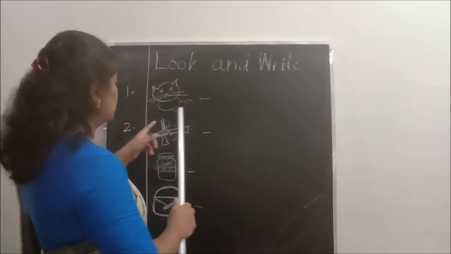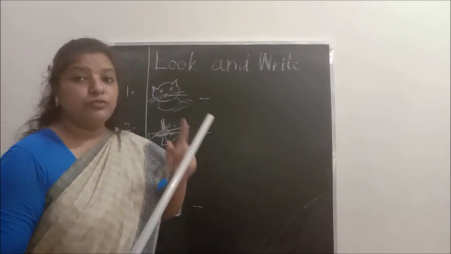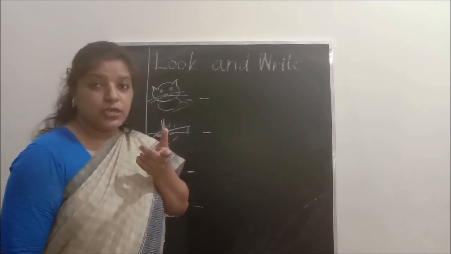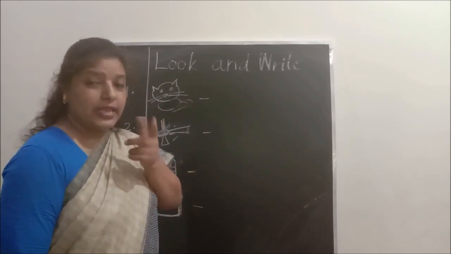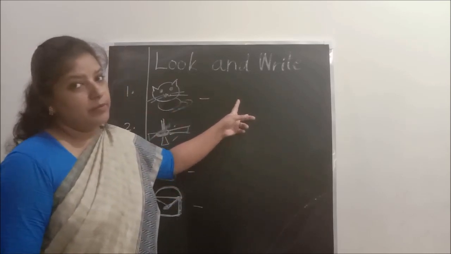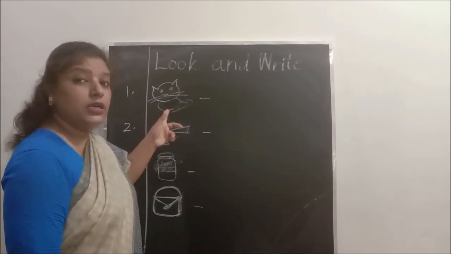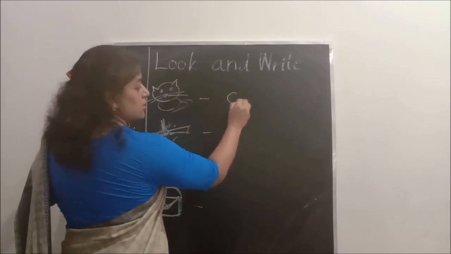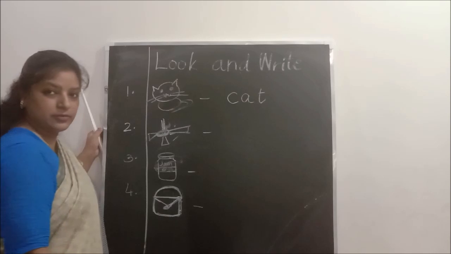Clear? So the first picture is of a cat. I told you, first see the picture, say the name of the picture, and which sound you are making, that sound's alphabet you are going to write here. Clear? First picture is cat. K, cat. So the sound of the first picture is coming as k, a, t, cat.